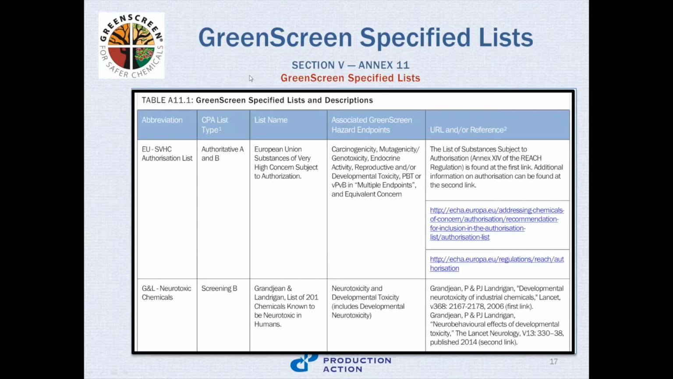So where do you find all the information? In that document that I mentioned that's on our website, the GreenScreen Guidance and Resources, there are 5 sections and 13 annexes, I think. This is section 5, annex 11, called the GreenScreen Specified Lists, and it gives you the abbreviation of the list, which you'll see in all of the automated tools. It gives you a little bit more description, what hazard endpoints, and it gives you the links to those lists, so you can go look at them.